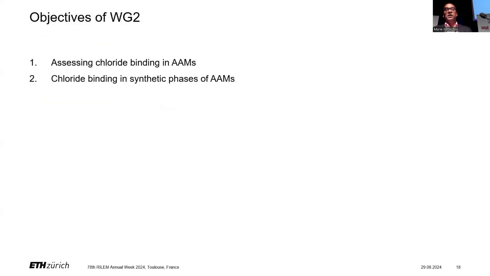So now we move on to working group 2 and its objectives. In working group 2, we were looking at how chloride binds in alkali-activated materials and also synthetic phases that generally form as hydrate products or reaction products in alkali-activated materials. Now, we, of course, restricted ourselves to alkali-activated slags because it's very well known that alkali-activated fly ashes and other clay-based alkali-activated materials have a very high chloride ion permeability. So the likelihood of investigating chloride binding in those, or the likelihood of them being used for any severe environment, would be quite less.